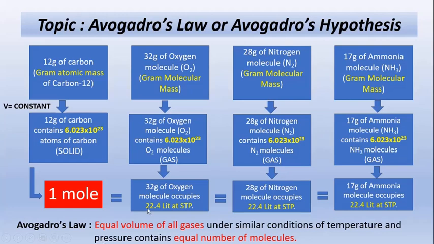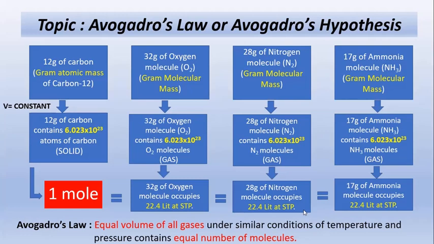Very simple. So 22.4 liters contains this. So equal volume contains equal number of molecules. That's what the law is, under similar conditions of temperature and pressure, that's what we call STP. So this is a very simple idea: equal volume of all gases contains equal number of molecules at STP. This is very simple, we can quote it.